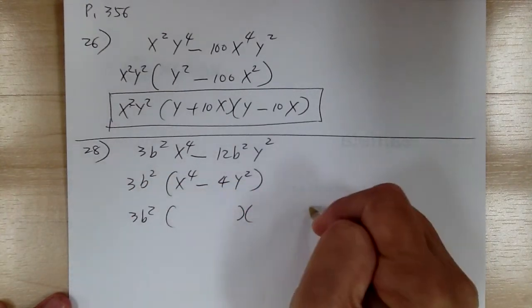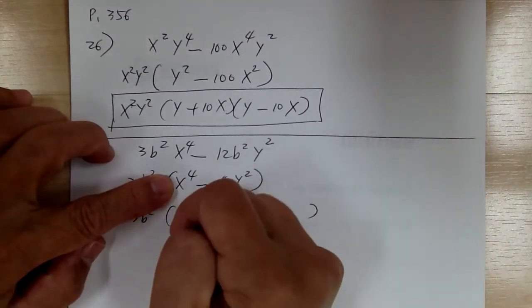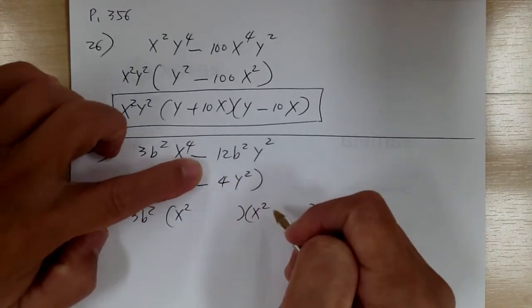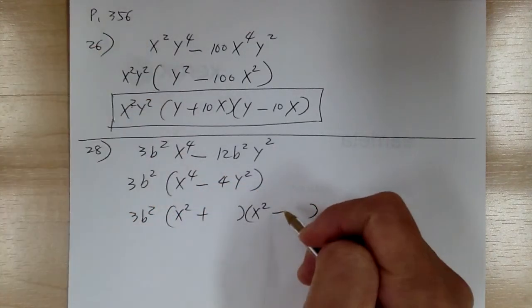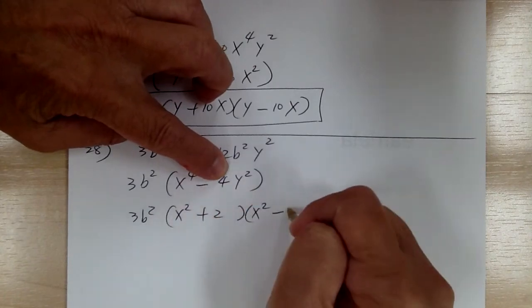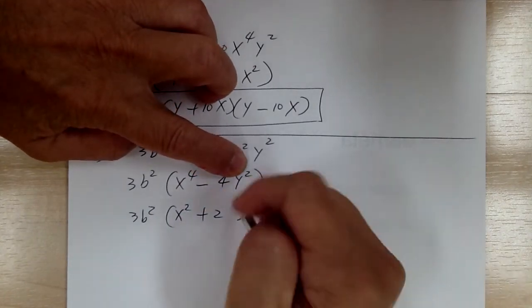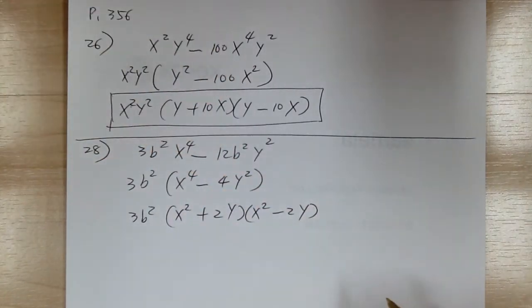So you can get your two sets of parentheses. To get x to the 4, you need to get x squared. To get minus, you need to get plus, minus. To get 4, you need to get 2 and 2. 2 times 2 gives you 4. Y squared, you need to get y and a y. Okay, and that's it.